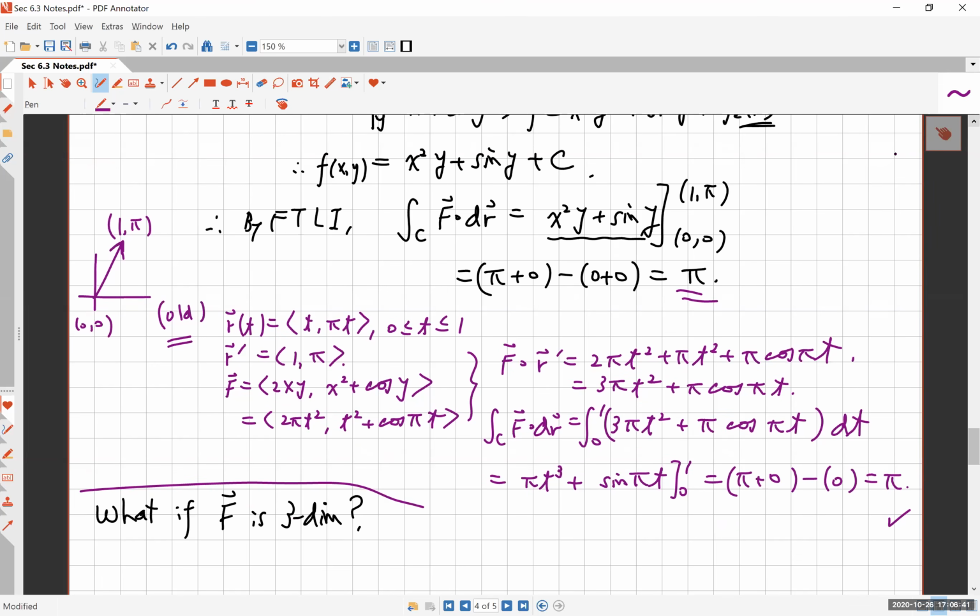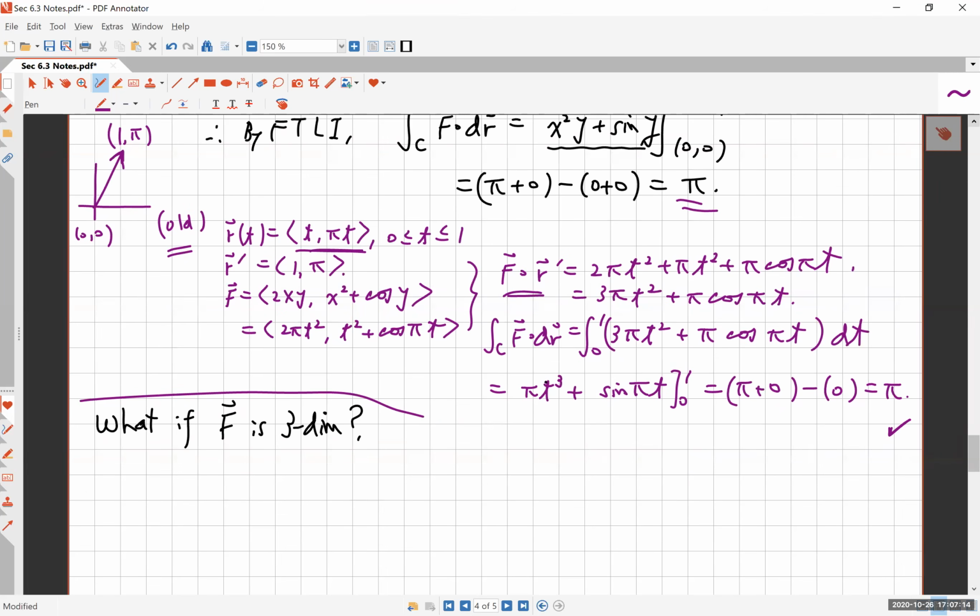And if you parameterize that with your standard parameterization, take the derivative of r, find an expression of F using t, and then find F dot r prime, you integrate it from 0 to 1, and you will get the same answer, just as the fundamental theorem promised. Okay, so this, in this purple font, is something I added: the old-fashioned, non-theorem way of finding the same value for that line integral.